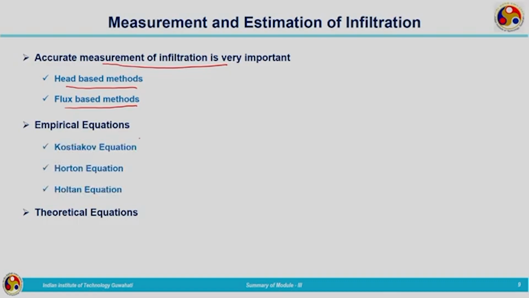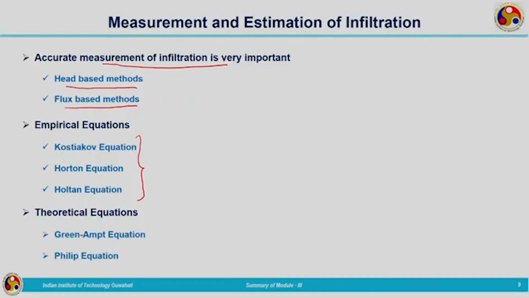Then we have seen the empirical equations, and then the theoretical equations. The three different empirical equations which we have seen are Kostiakov equation, Horton's equation and Holtan equation. When you go through the different journal papers, you can see different methods. So many methods are available, but important methods which are explained in the textbooks we have covered over here. After that, we have moved to theoretical equations, which are derived based on the fundamental laws, that is the mass conservation and momentum conservation principles. Those two equations which we have seen were Green-Ampt equation and Philip's equation. So, in detail all these we have seen.